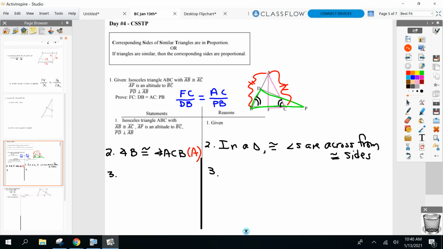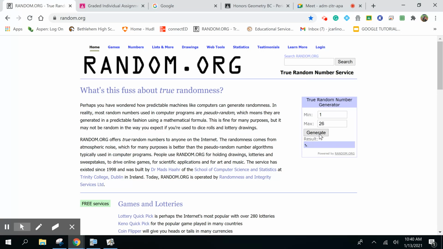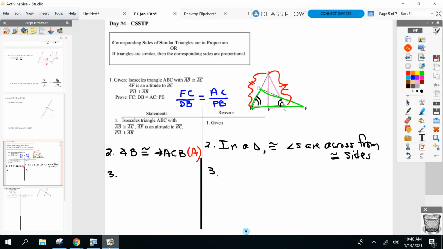All right, other things you want to tell me about the diagram. Ryan, hello. Anything else you want to tell me about the diagram? Angle PDB is a right angle. That is true. Why is it a right angle? Those perpendicular lines form right angles. Nice job. PDB is a right angle. Perpendicular lines form a right angle.